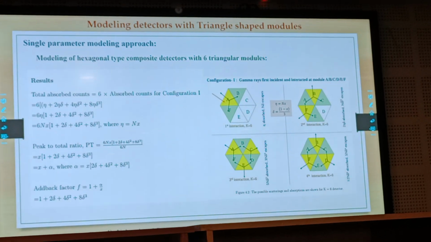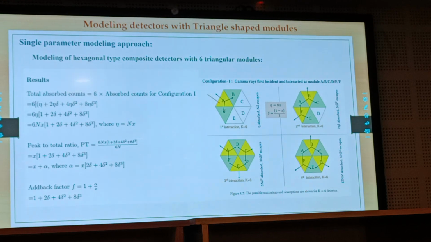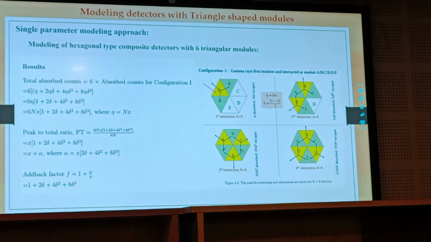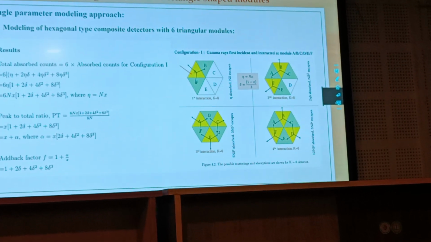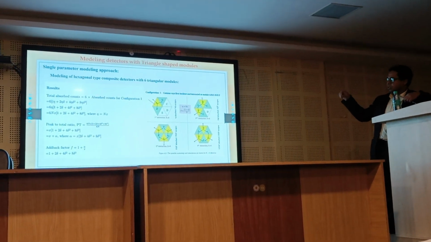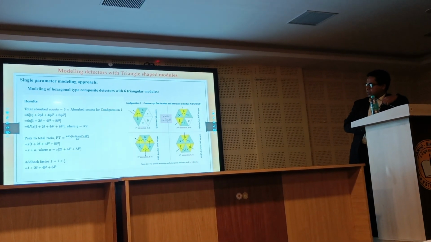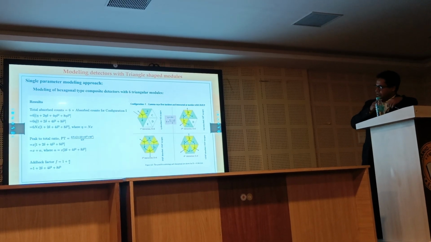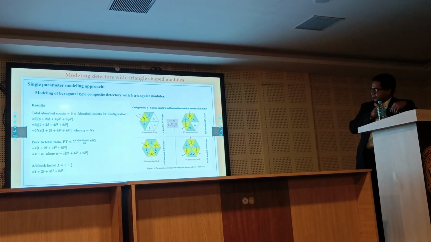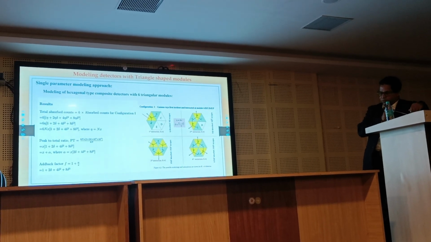Here all the scenarios will be the same, because when a gamma ray interacts with module A, the subsequent interactions, first interaction, second interaction, third and fourth interaction, the results we get will be the same, similar to when the gamma ray first interacts with B or C or D or E or F. So similar calculations will be there. We have considered here only one calculation, which will be multiplied by 6 for total consideration. And from here we also found the peak to total ratio and corresponding add-back factor.